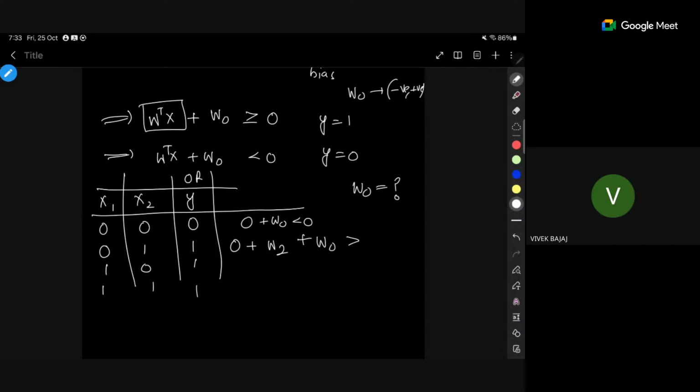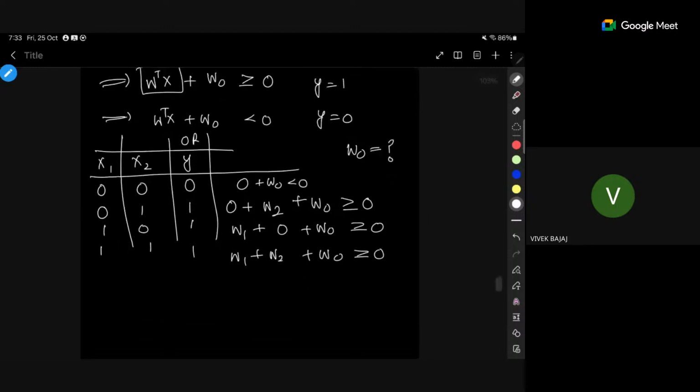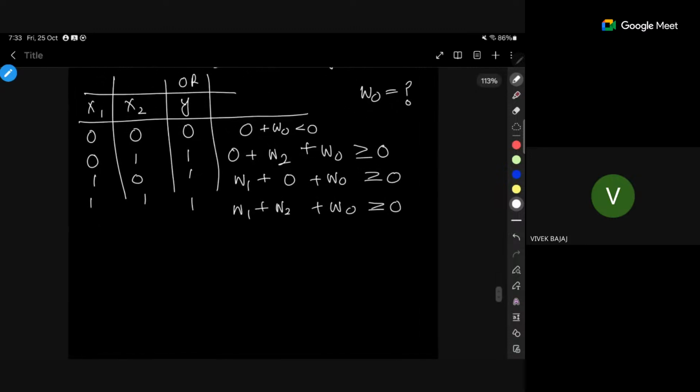And this needs to be greater than or equal to 0. Then I need W1 plus 0 plus W0, which also needs to be greater than 0. Then W1 plus W2 has to be greater than or equal to 0. Right? So from this we can figure out what theta is going to be. There is not just one solution, but you can maybe figure out a range.